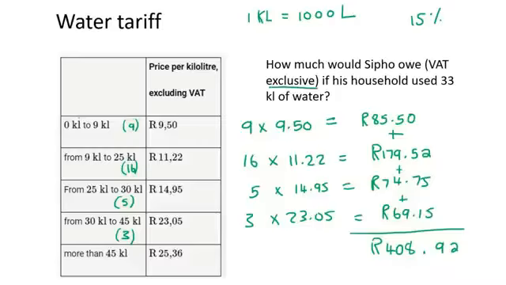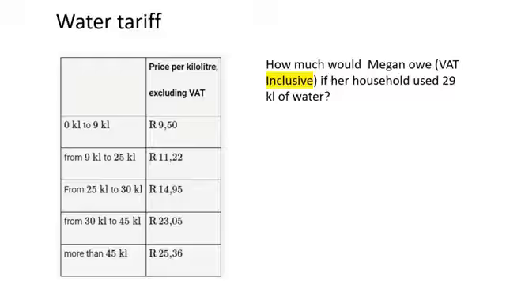VAT exclusive. Okay, so we can leave it like that. But if they wanted us to include VAT, then you would have to add on the VAT. There are some examples that we're going to do that have that, but for this one they just wanted the VAT exclusive, meaning there's no VAT included. Okay, so here's our next one.